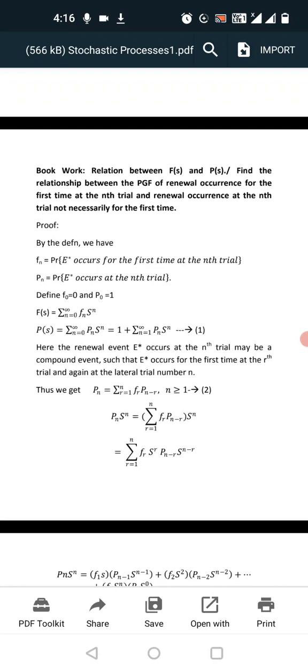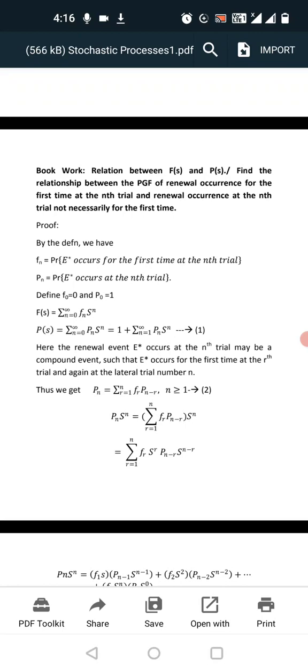Next, the renewal event E star occurring at the nth trial may be the compound event such that E star occurs for the first time at the rth trial and again at the later trial, which is denoted by n minus r. Thus we have pn equal to the summation r equal to 1 to n fr pn minus r, for n greater than or equal to 1. This is the equation denoted by 2.